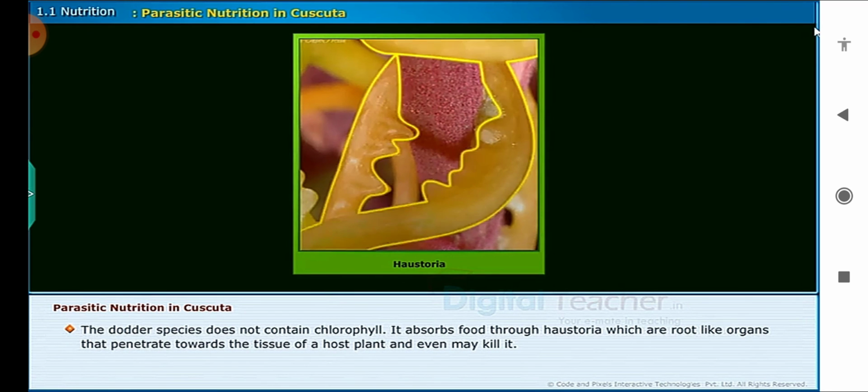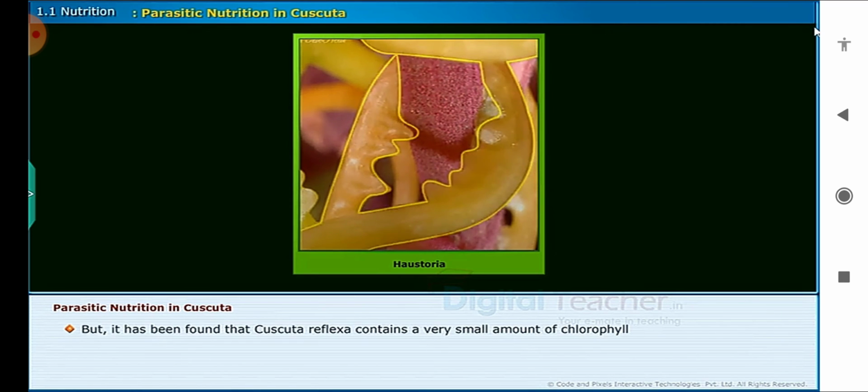The dodder species does not contain chlorophyll. It absorbs food through haustoria, which are root-like organs that penetrate the tissue of a host plant and even may kill it. But it has been found that Cuscuta reflexa contains a very small amount of chlorophyll.